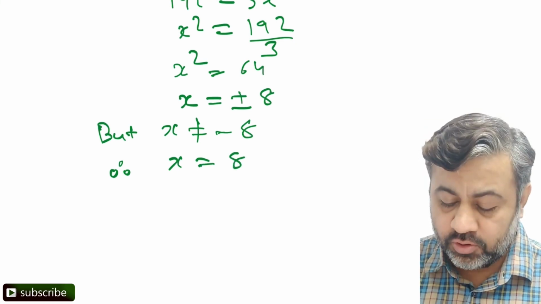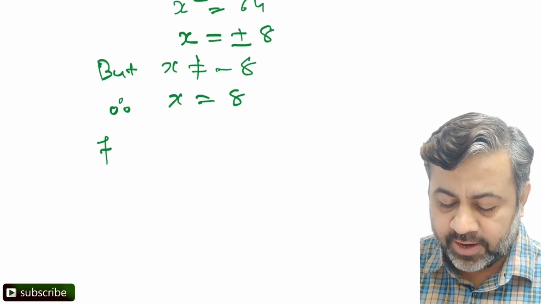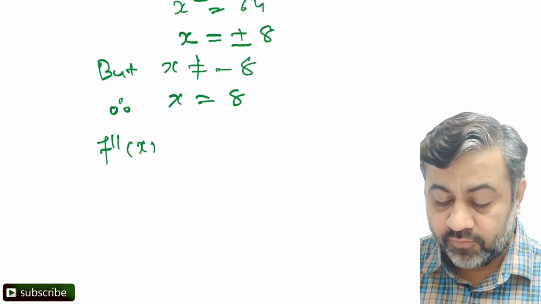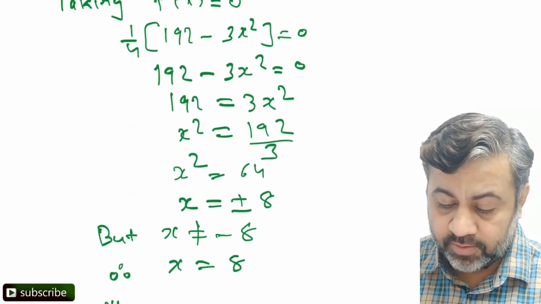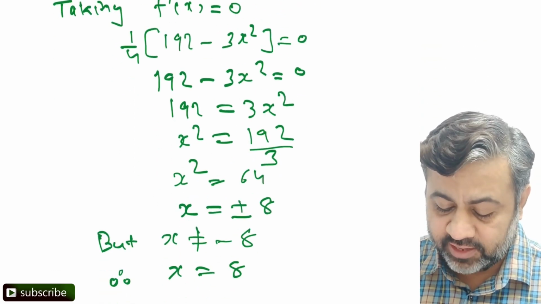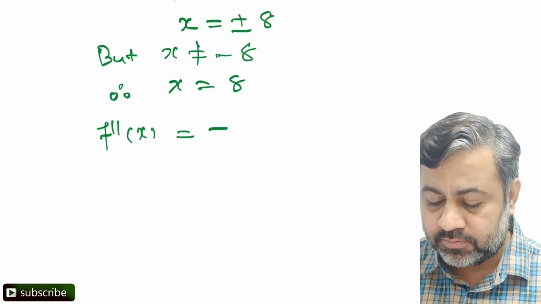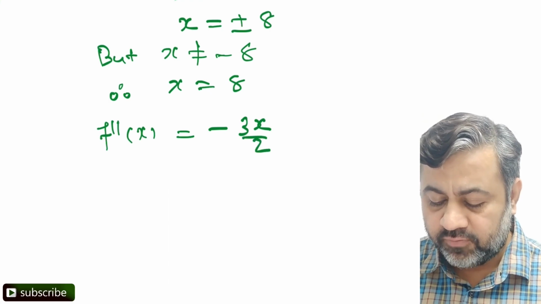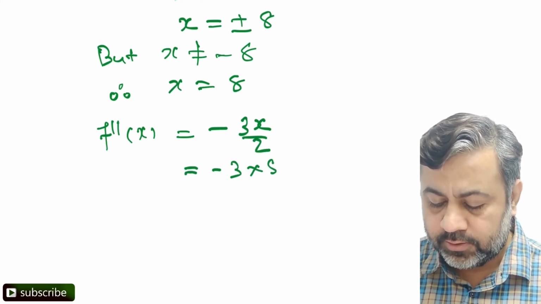Now क्या करेंगे हम लोग? This value of x I am writing f double dash of x. ठीक है, what is f double dash of x? तो याद रखना, यहाँ पे हमने f double dash x ढूंढा था, which is minus 3x by 2. I am just writing that value. f double dash x is minus 3x by 2. If I substitute x का value 8, ठीक है, this will give me minus 12.